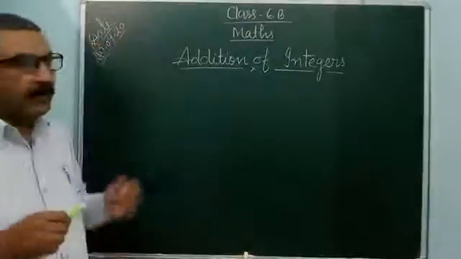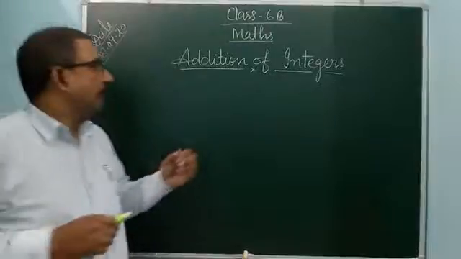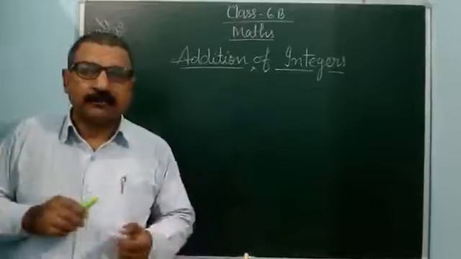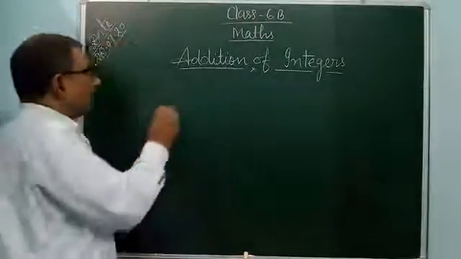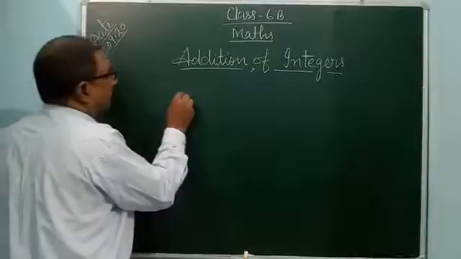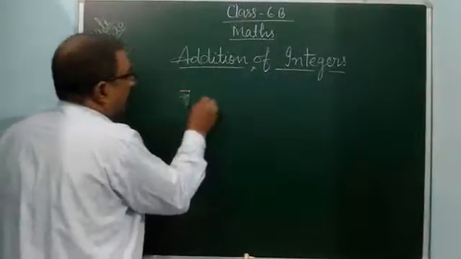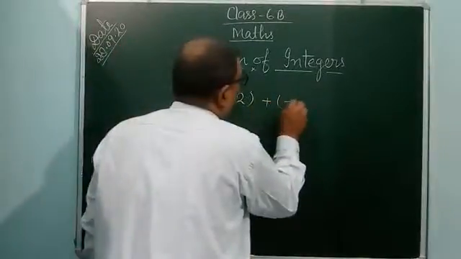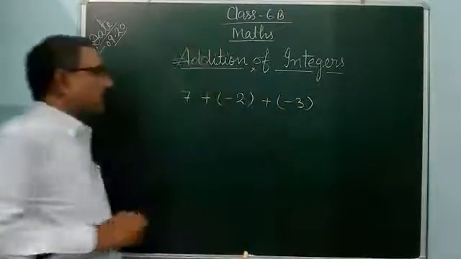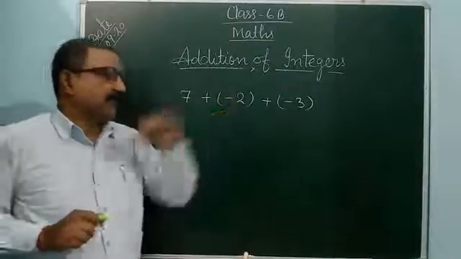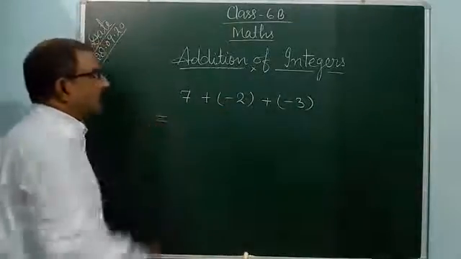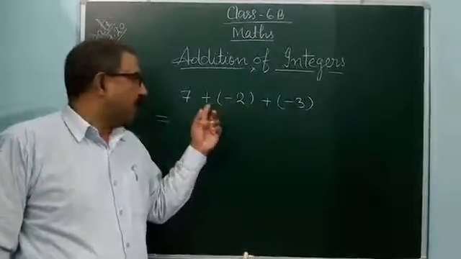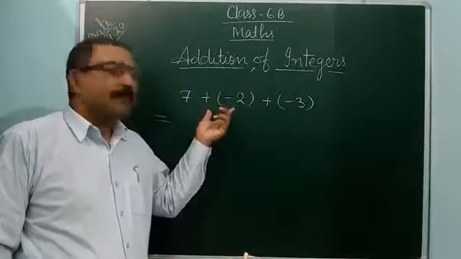Today in mathematics I am going to start addition of integers. How can you add integers? Suppose you have 7 plus minus 2 plus minus 3. You have three integers: 1, 2 and 3. How can you add the integers with negative numbers but outside positive sign? Really it is the negative sign.